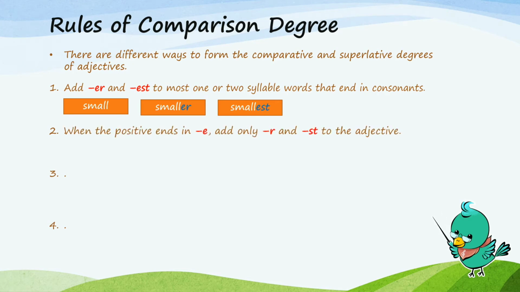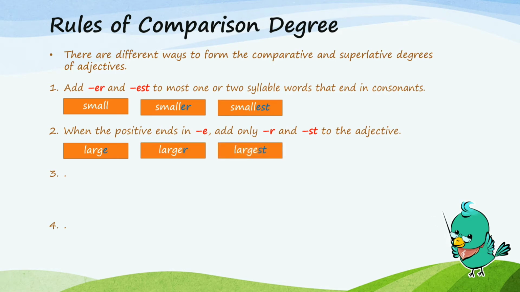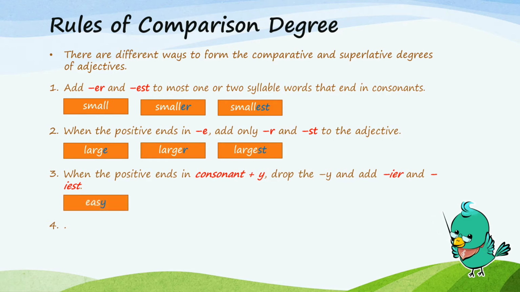When the positive ends in e, add only r and st to the adjective. For example, large, larger, largest. When the positive ends in consonant plus y, drop the y and add ier and iest. For example, easy, easier, easiest.